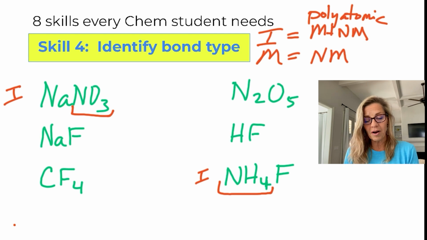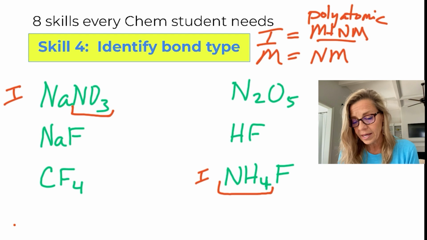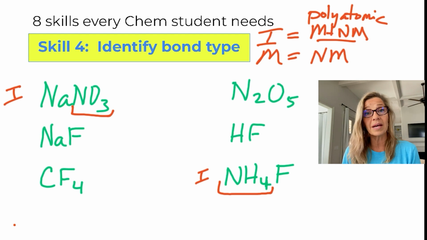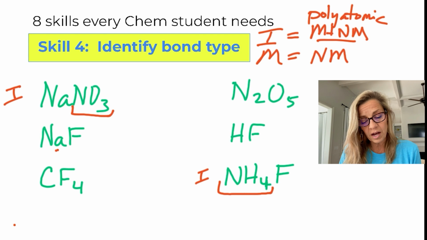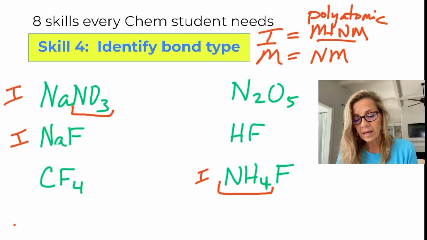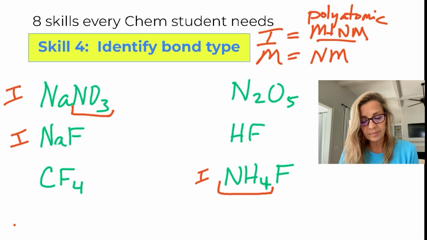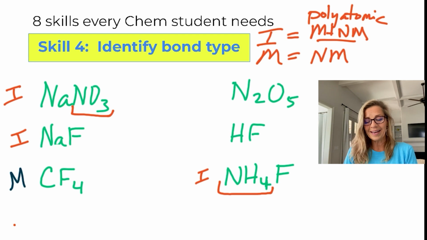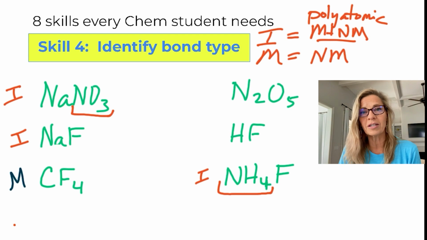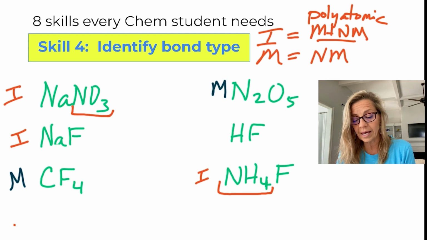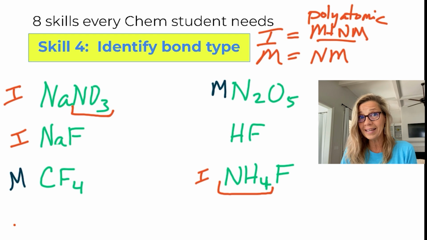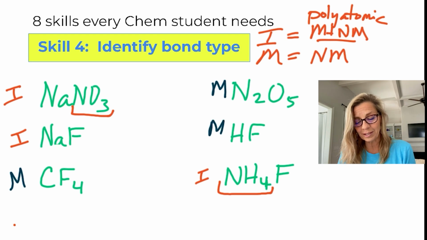Now, having gotten rid of all the polyatomics, what are we looking for? I'm looking for metals and nonmetals, and the metals will be written first. And so the first compound, I have sodium, and that's a metal, and then fluoride, nonmetal. So this one too is ionic. All right, we come to the next one. Carbon is a nonmetal, fluorine is a nonmetal, and so this is a molecular compound. Then the next one, I have nitrogen and oxygen, both nonmetals, and so that would be molecular. Hydrogen and fluorine, both nonmetals, and so that is molecular.